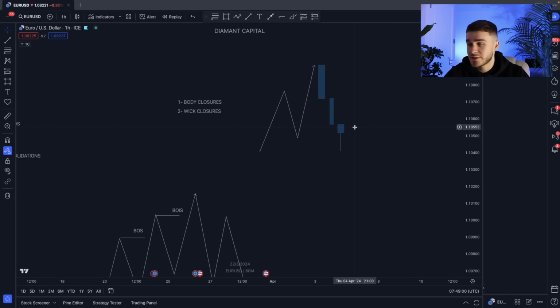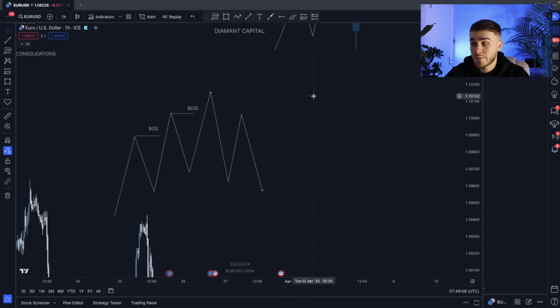That's something that we definitely need to incorporate, especially on the lower time frames when we are looking at stuff like this. It's going to be very key. But for me personally, it applies more on the higher time frames.